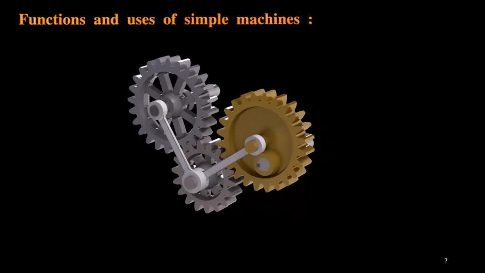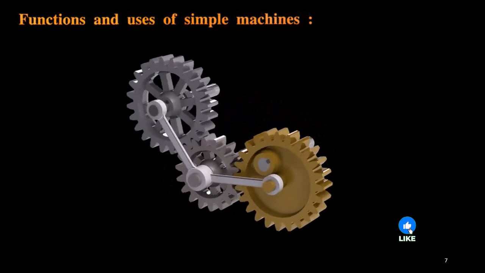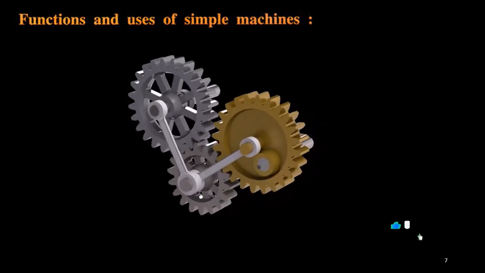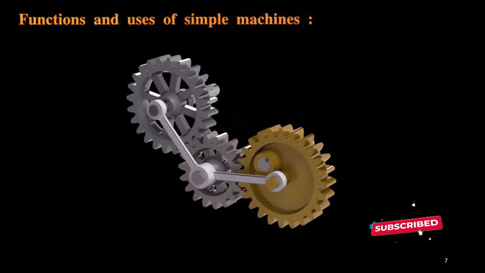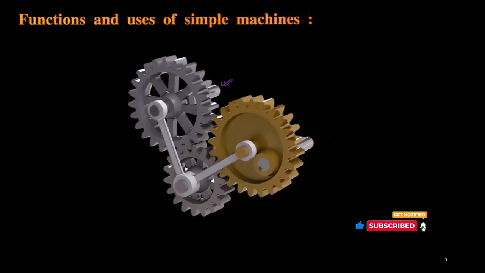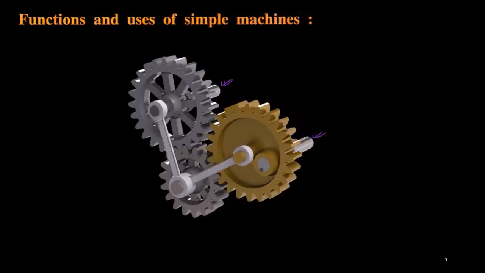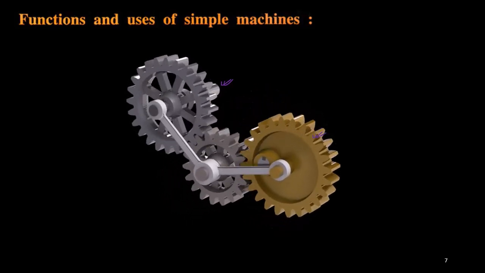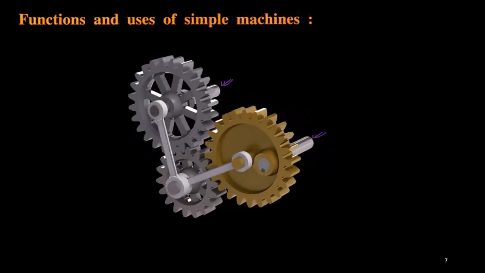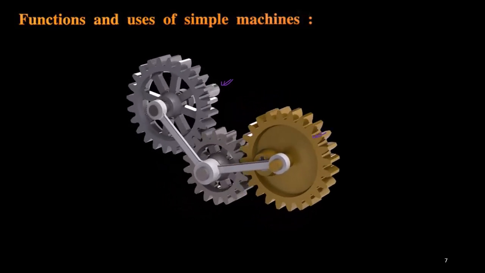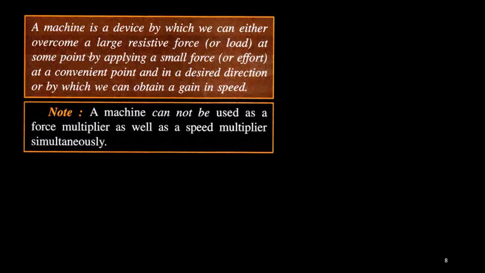Similarly, this is another situation where several sorts of gears are there, but the gears are individually rotating. As the input, either I can give the input over here and I want to get the output from this position. Whenever I want to transfer the energy or transfer the work from one point to the other point, I need a machine. Now, the formal definition of a machine: a machine is a device by which we can either overcome a large resistive force. That large resistive force that I want to overcome is called the load.